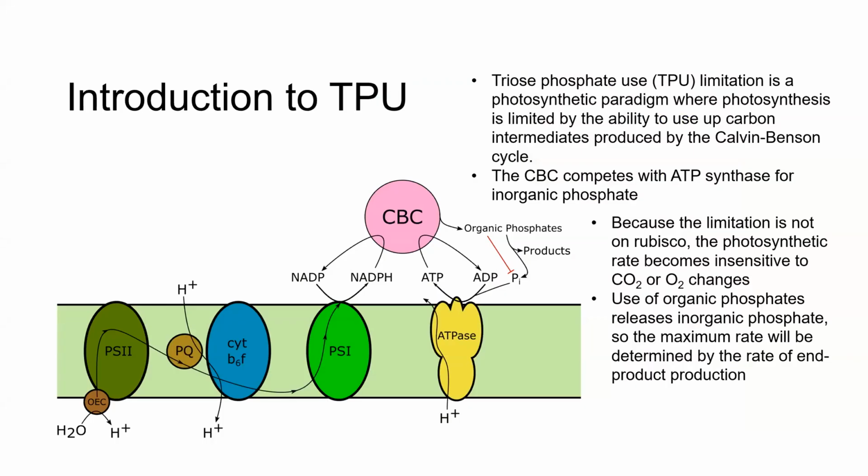There's a flux imbalance in phosphate in TPU limitation. More phosphate is being incorporated into carbon structures than is being released. It isn't just a concentration issue.